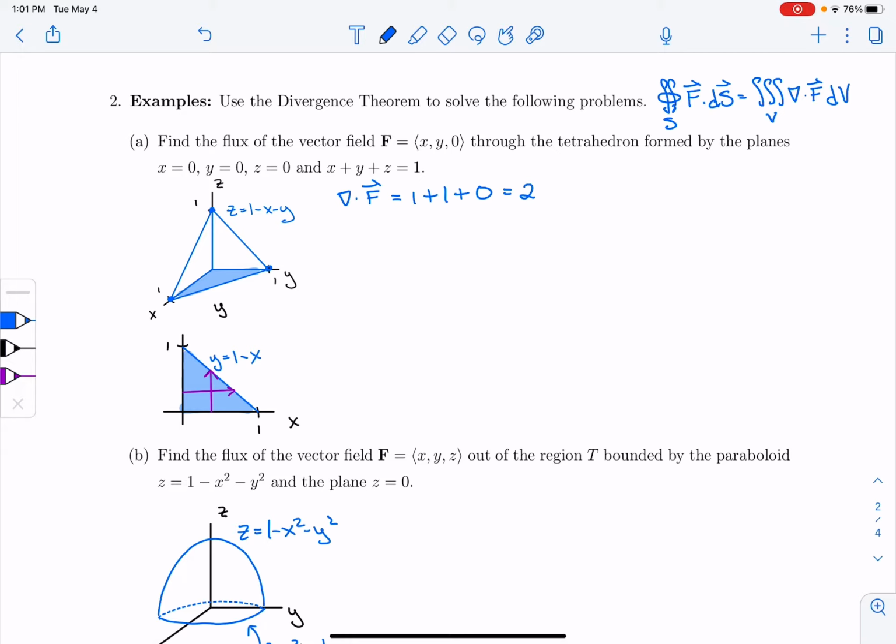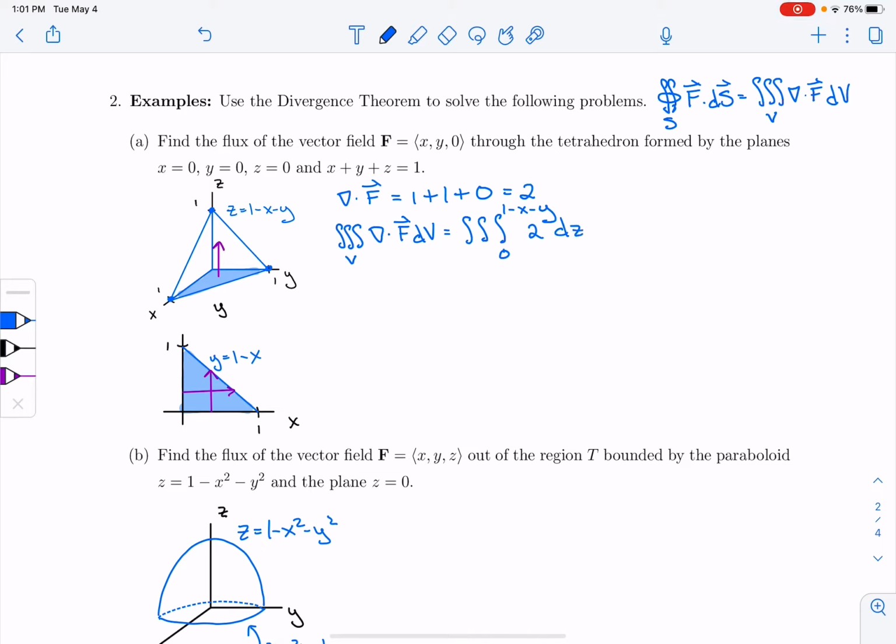So now if I apply the divergence theorem, I'm going to do a triple integral over this volume of the divergence of F dV. So that's going to be a triple integral. And we're going to integrate from z equals 0 to z equals 1 minus x minus y initially. So we're going to integrate up in that direction. And we're going to integrate the function 2 dz.